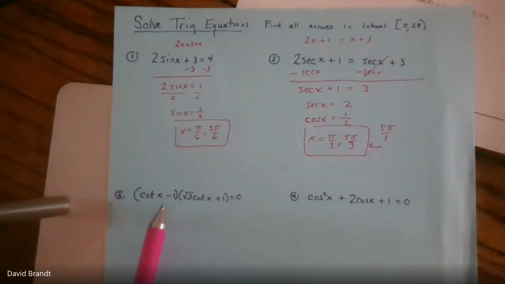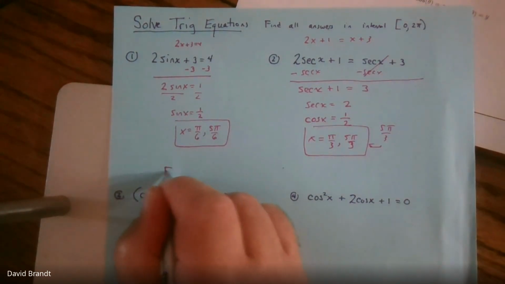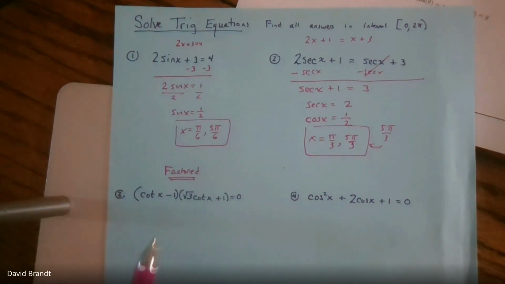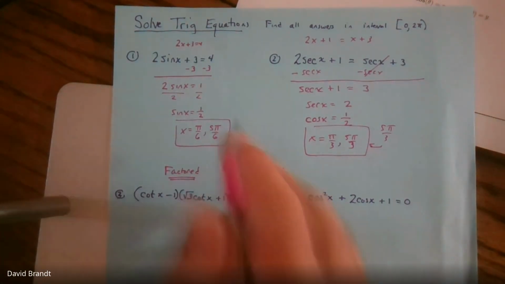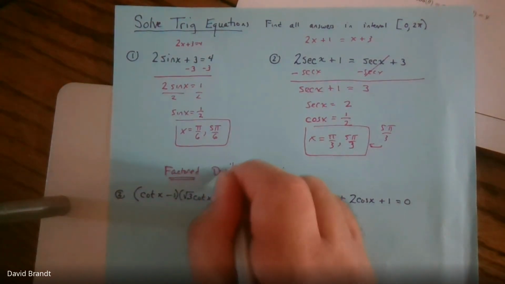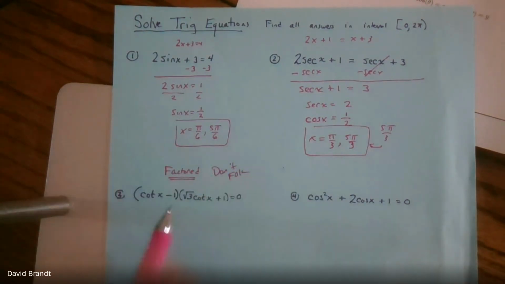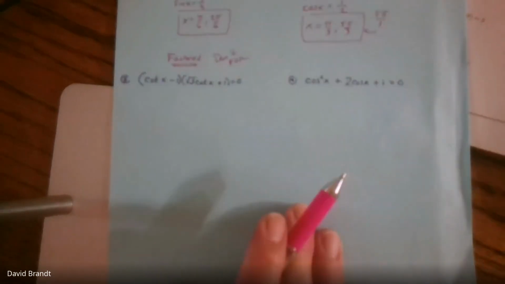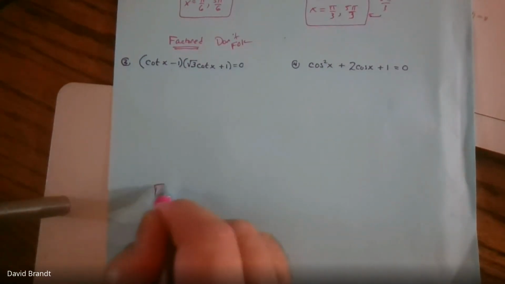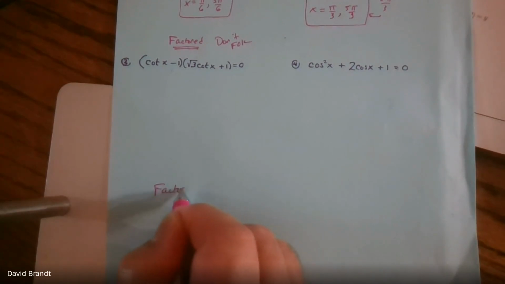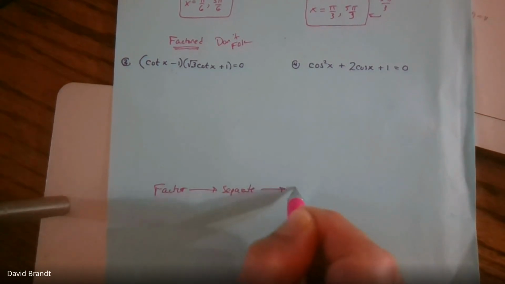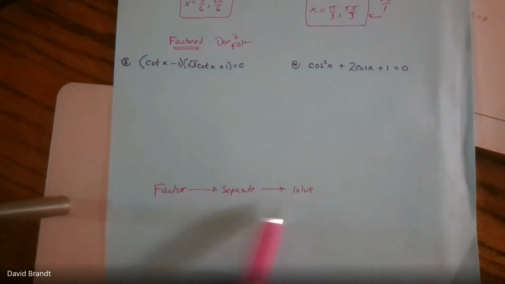Now this is a quadratic equation, but it's already in factored form. You want this to be in factored form, so don't FOIL that. You want factored form. Don't FOIL it. This is the form that we want. When you solve an equation by factoring, you're going to factor, then separate, then solve. That's back from Algebra 2.